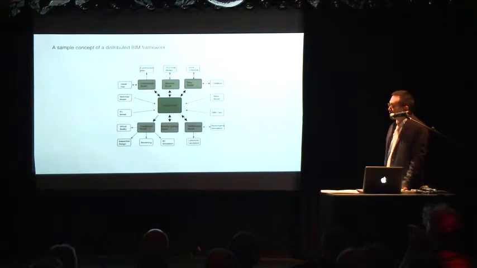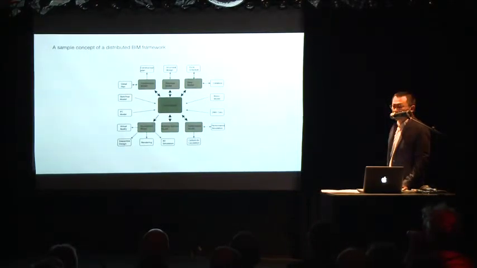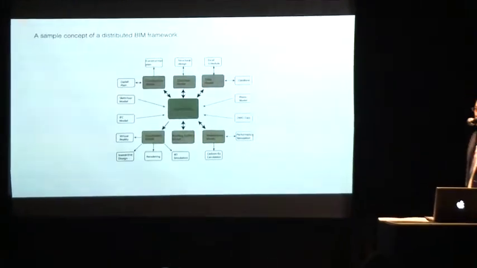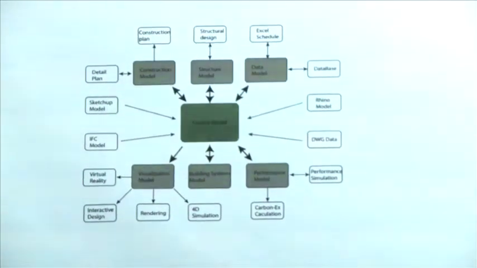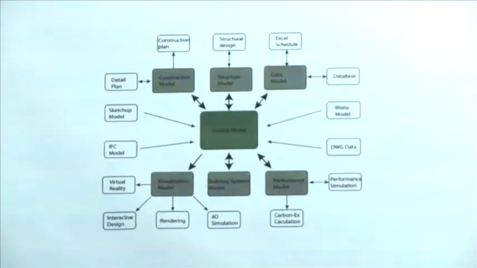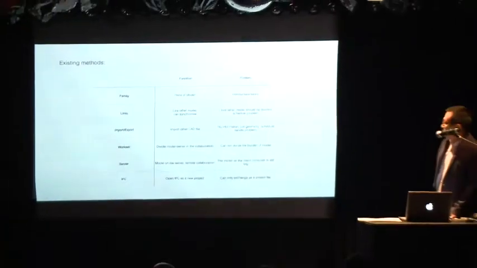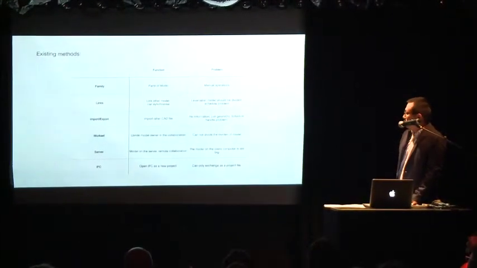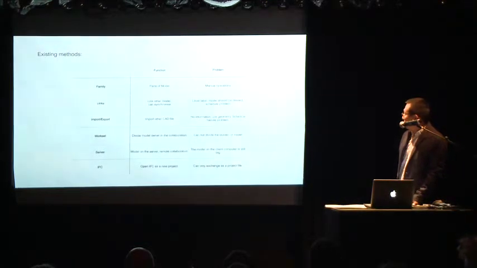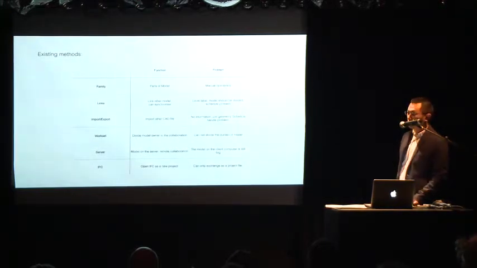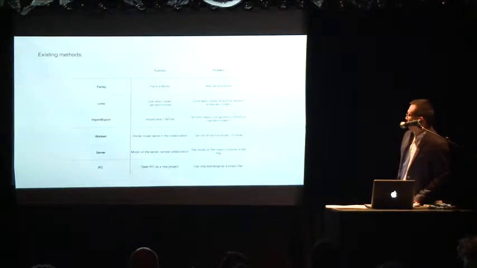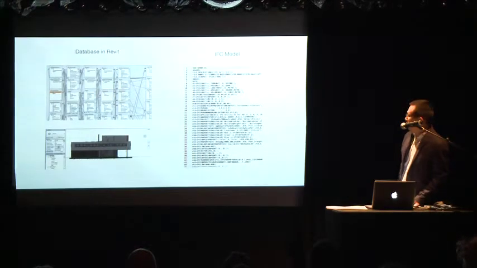It's a distributed BIM. We use submodels, not a central model. The central model is stored in a supercomputer, and we can use submodels to do our work. There are existing methods in the Revit application: family, links, worksets, a BIM server, and IFC file communication methods. But there are many problems in these methods.